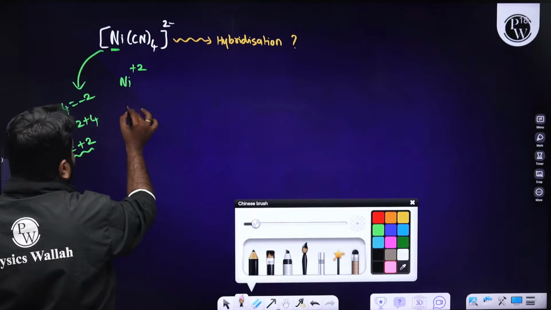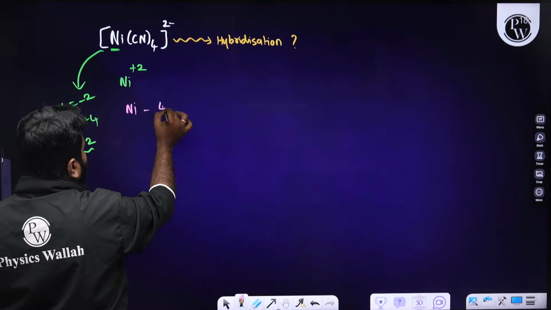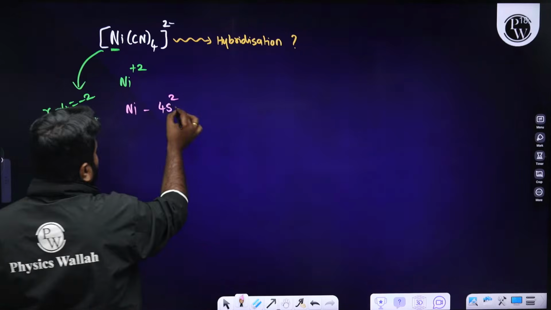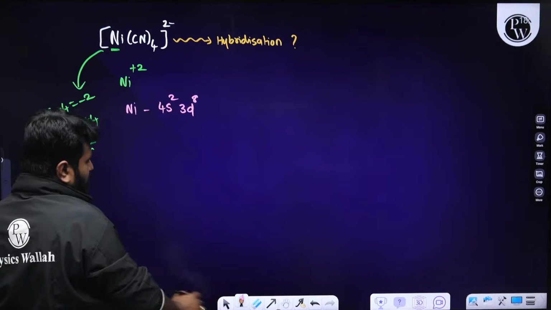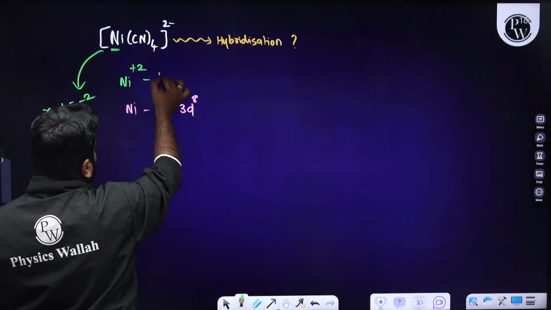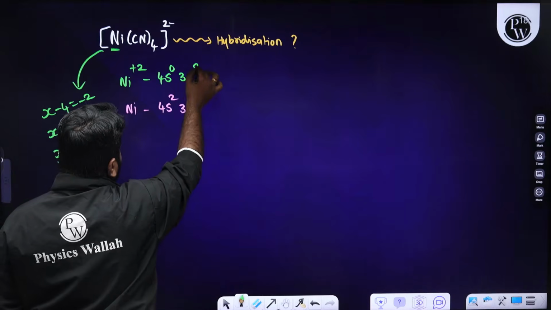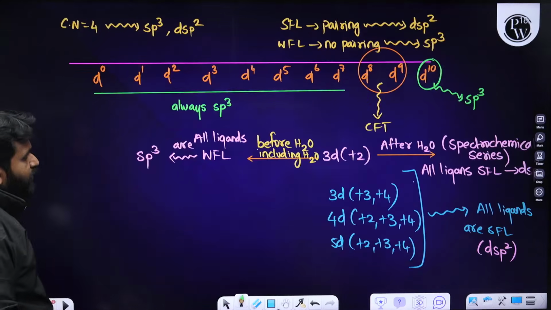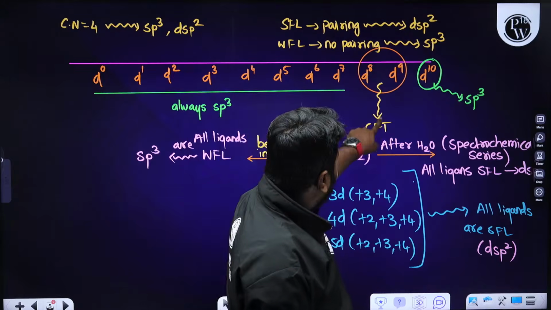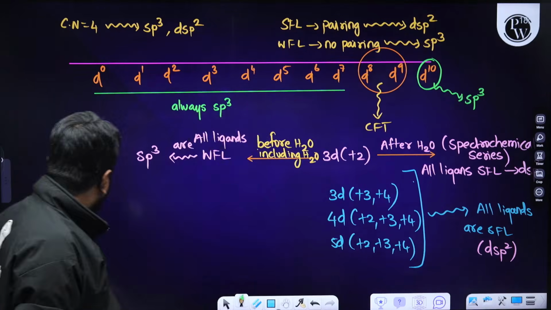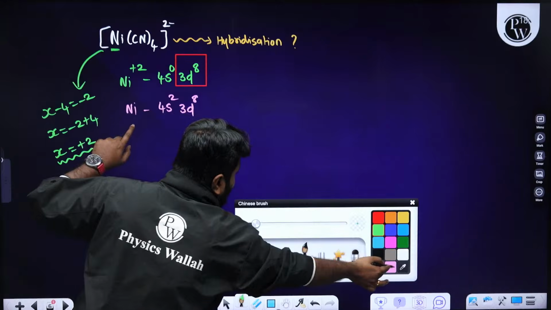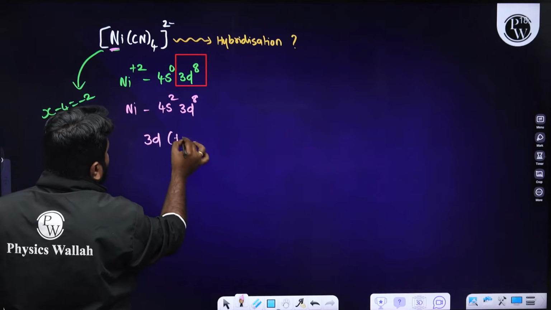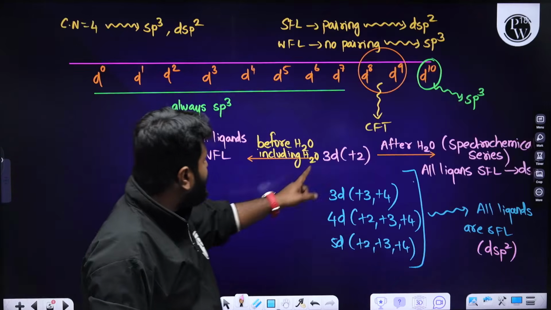When it comes to Ni, what is the electronic configuration? Cr, Mn, Fe, Co, Ni: 4s2 3d8, atomic number 28. So Ni2+ means what will be the electronic configuration? 4s0 3d8. Now 3d8 means we need to check for the CFT shortcut. What is the shortcut? We need to check which series metal. Ni belongs to which series? A 3d series metal present in +2 oxidation state.